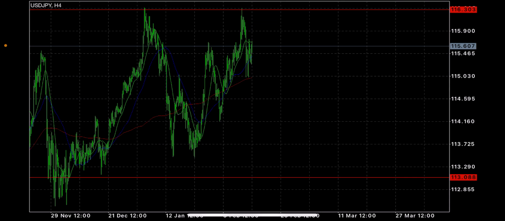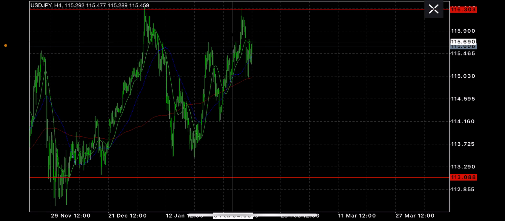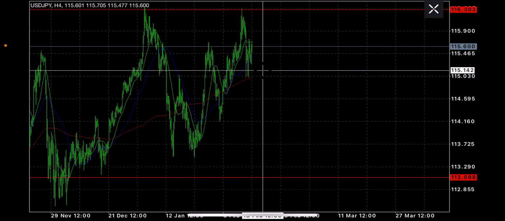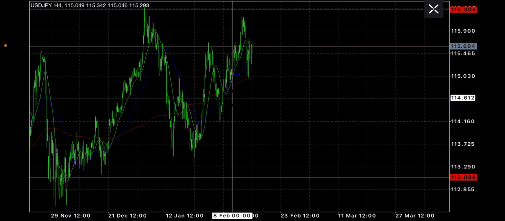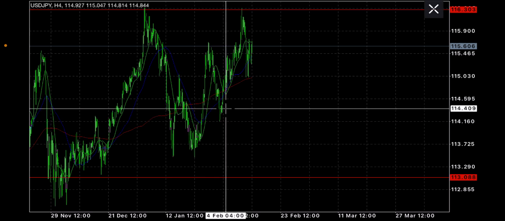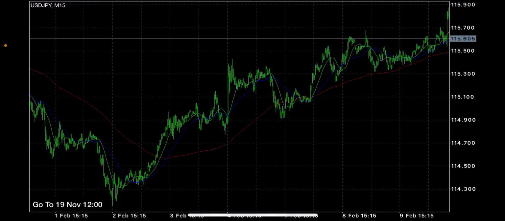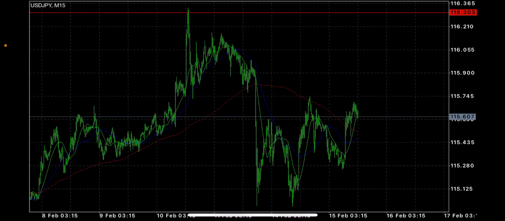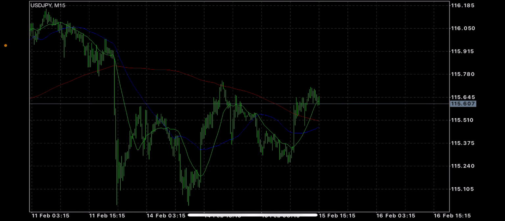Okay, but like I said, in order to break this range and go truly up, the USD would have to become significantly stronger than the JPY, or the JPY would have to become significantly weaker than the USD. That would give us the fundamental momentum we need to push it up. But from a technical analysis base, if we go on a lower time frame, this does look like an uptrend, and it does look like we are heading up this way.